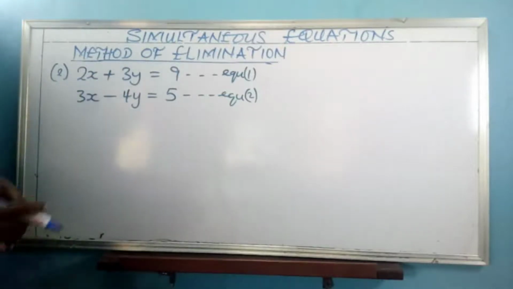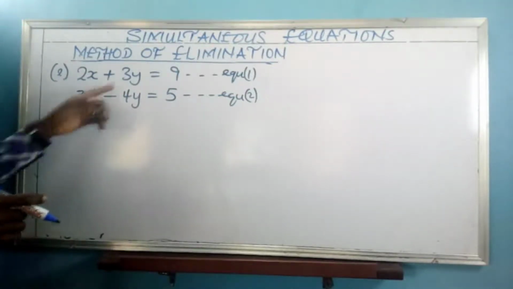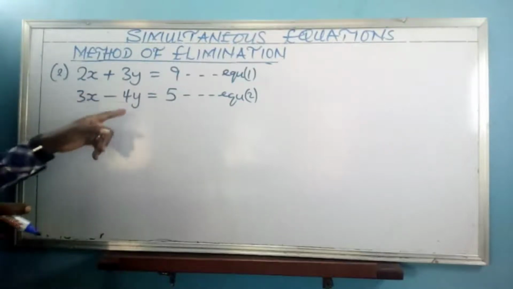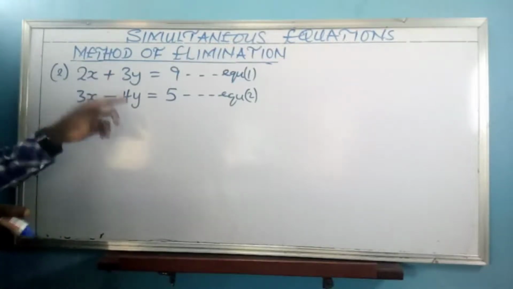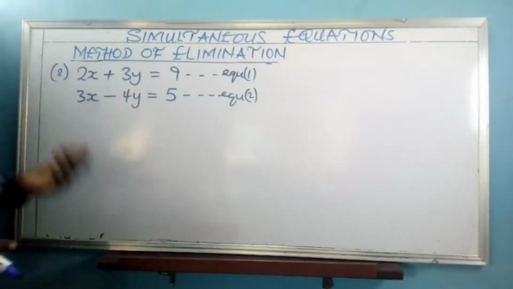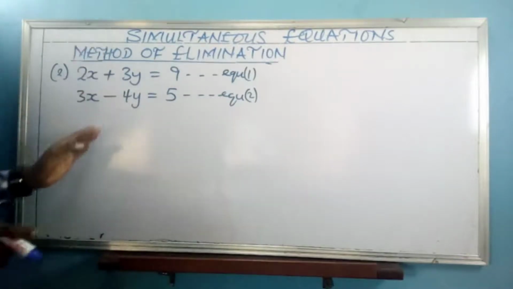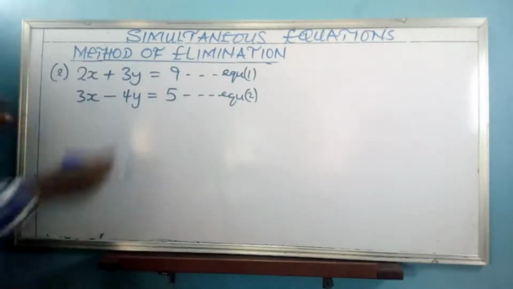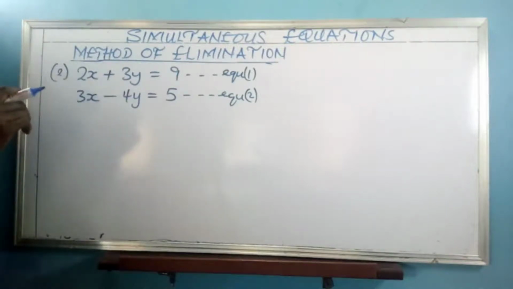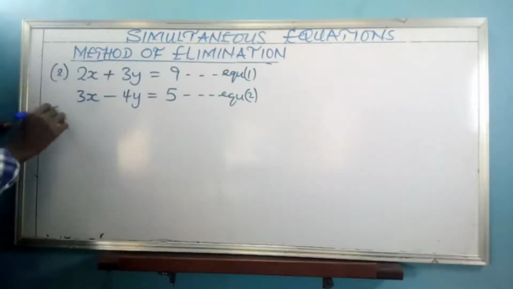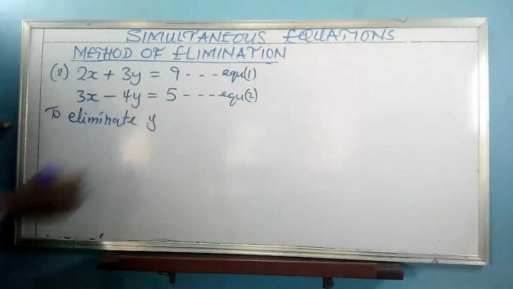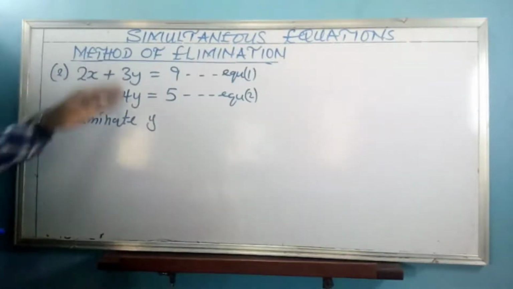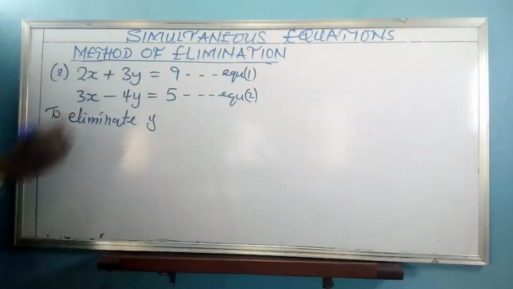Now let's look at the coefficient of y. Coefficient of y here is 3. Coefficient of y here is 4. Is it the same? No. So which means I have to make this the same. How do I want to do that? I told you earlier you have to derive equation 3 and equation 4 to make the coefficient the same. To eliminate y, I want to make the coefficient the same.